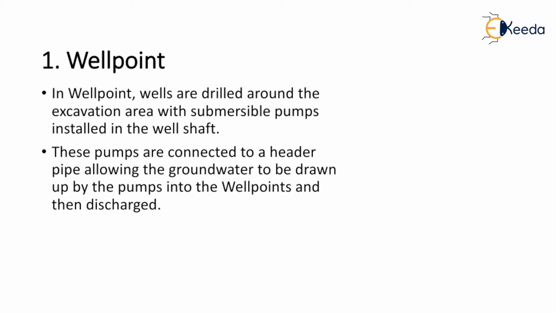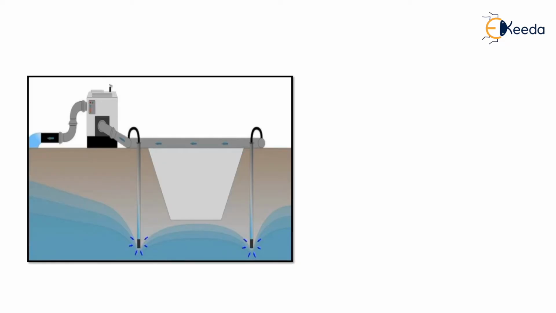First, well point. In well point, the wells are drilled around the excavation area with submersible pumps installed in the well shaft. These pumps are connected to a header pipe, allowing the groundwater to be drawn up by the pumps and then discharged. So basically the well points are submersible pumps which take the water present on the site, while also helping to discharge the water. So this is a typical diagram of a well point.